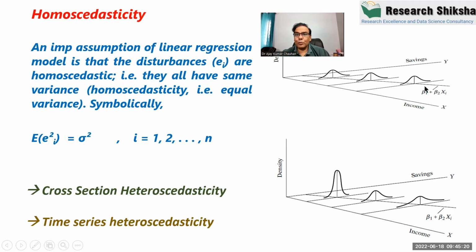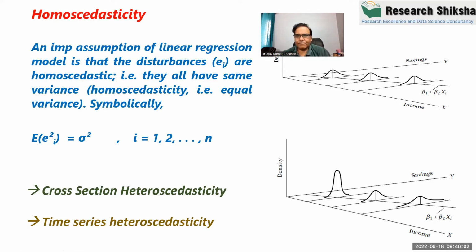This concept is called homoskedasticity. However, in the second graph, you can see the error variances increase with x. This is called heteroskedasticity. Because we are plotting the error term with respect to x, this is called cross-sectional heteroskedasticity. Cross-sectional heteroskedasticity is represented with respect to the independent variables, and time series heteroskedasticity is represented with respect to time.